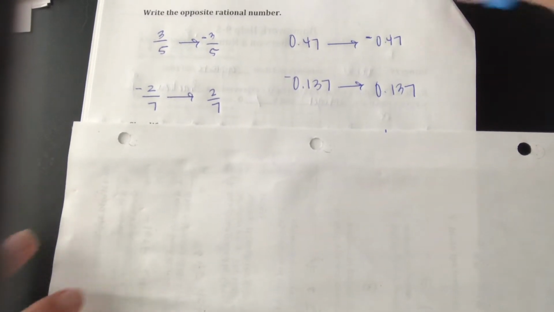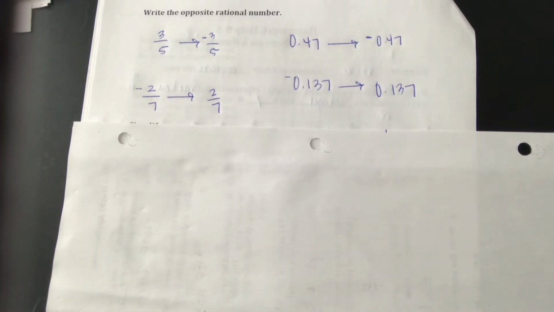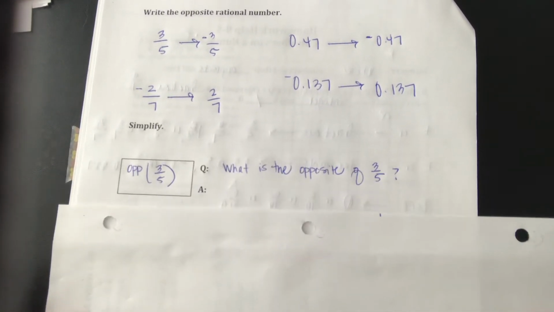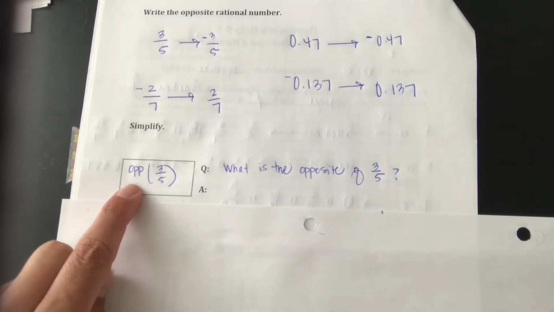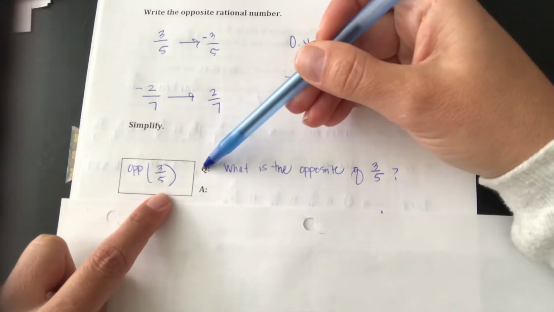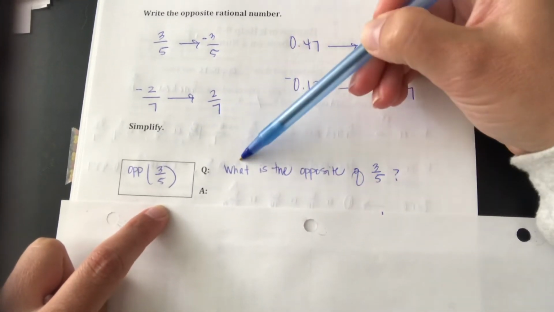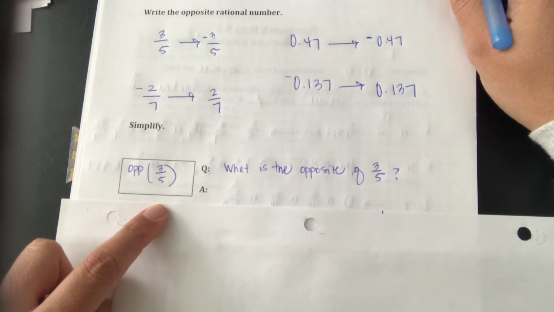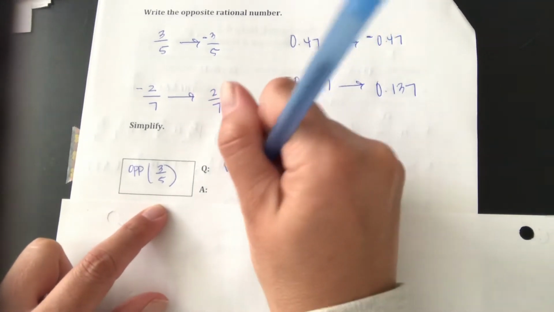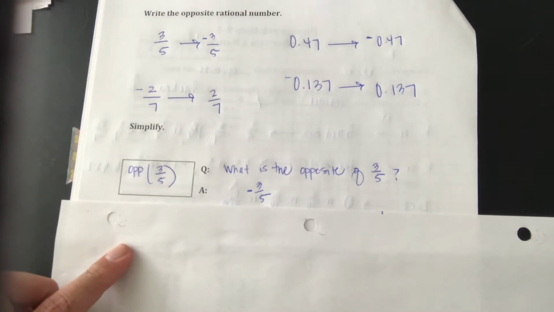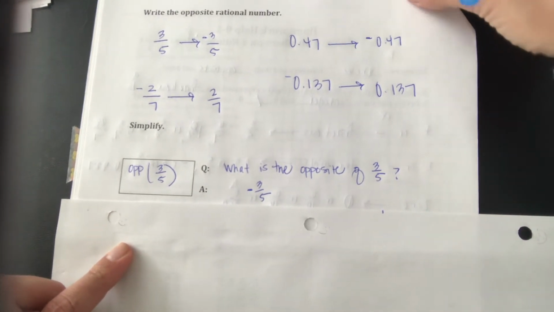Now on this bottom section, if you need to pause the video at all to write these questions down, please do. But we're going to go back to our opposite boxes. Okay, so here we have the opposite of 3/5. Now the question asks, what is this asking? It's asking, what is the opposite of 3/5? Well, it's negative 3/5.